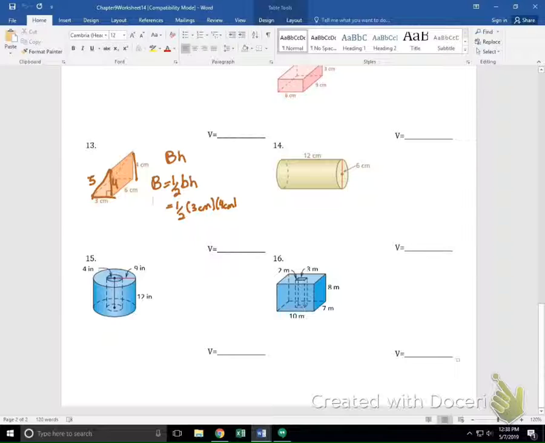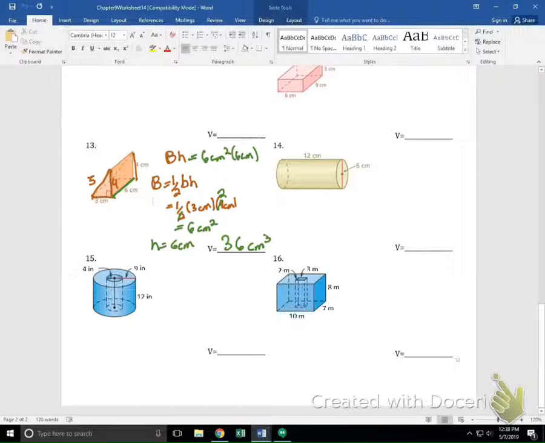But back to where we're at on this one, area of the base. 2 goes into 4 2 times. 2 times 3 is 6 centimeters squared. And then that's our B, and our height of the whole figure, which joins your two faces together, is going to be that 6 centimeters. So we end up with 6 centimeters squared times 6 centimeters, which gives us 36 centimeters cubed.